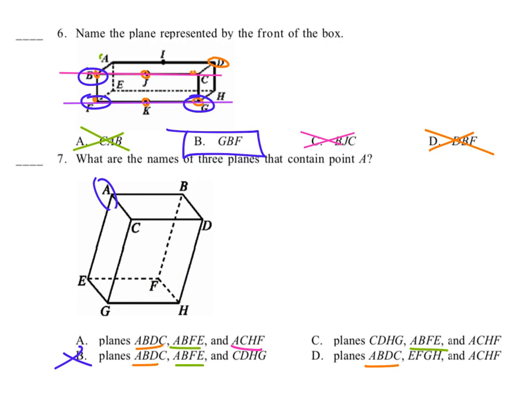What else? ACHF. Yeah, we figured that one out in pink earlier. That works for this and works for this. But what about CDHG? We already eliminated that on B, and we're going to eliminate it on this one as well. On C as well. And then EFGH, that's this plane on the bottom. That doesn't work for this one. So the only one that works is A.